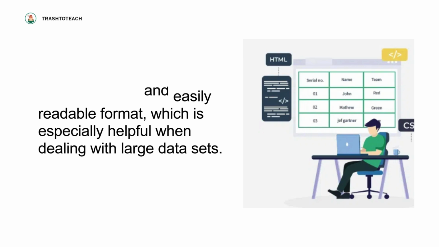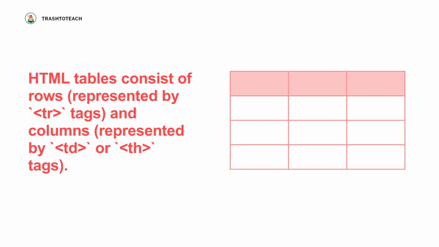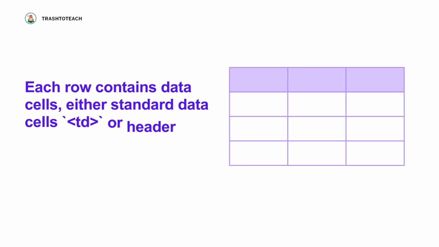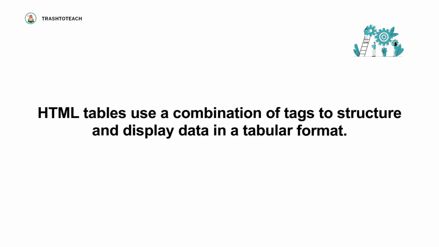HTML tables consist of rows and columns, rows represented by <tr> tags and columns represented by <td> or <th> tags. Each row contains data cells, either standard data cells or header cells. HTML tables use a combination of tags to structure and display data in a tabular format.